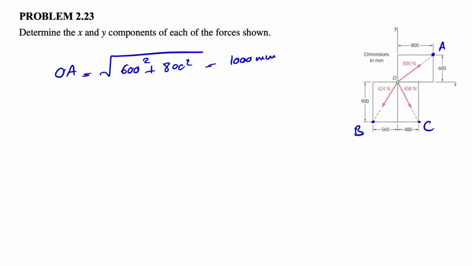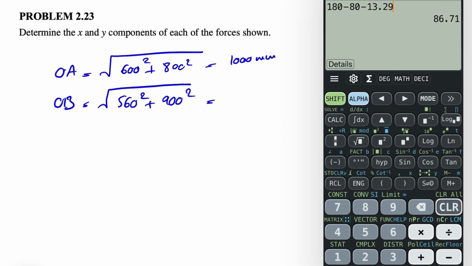We're going to do the same thing. So we were looking at this right triangle in here. We're going to do the same thing for the OB. So we have this right triangle this time. OB would be the square root of one side is 560 squared and the other side is 900 squared. Let's calculate this with calculator. That's going to be 1060 millimeter.